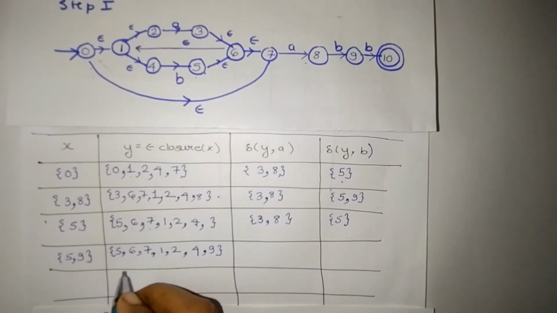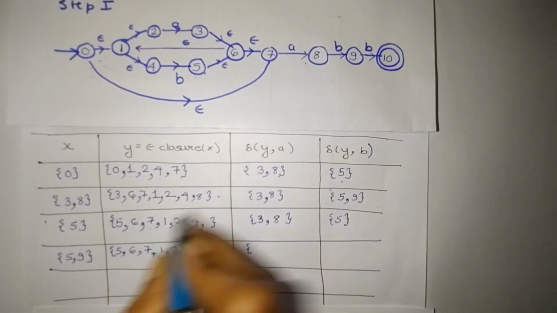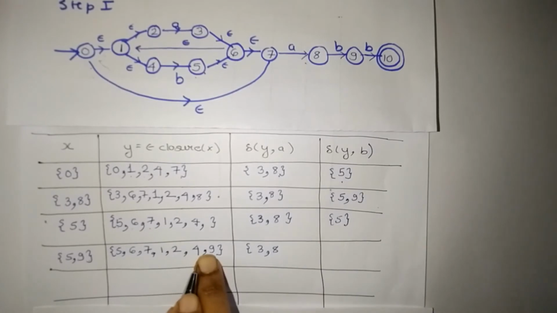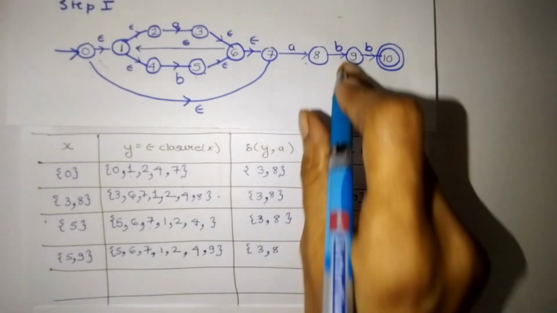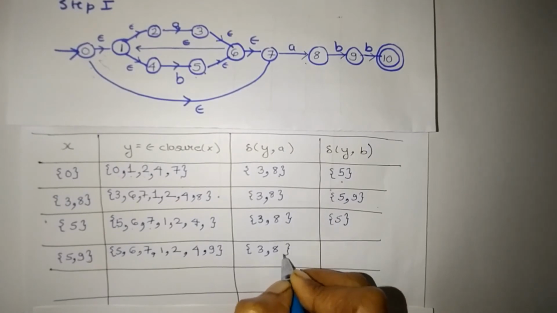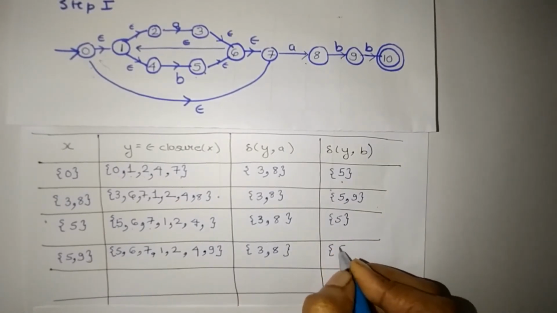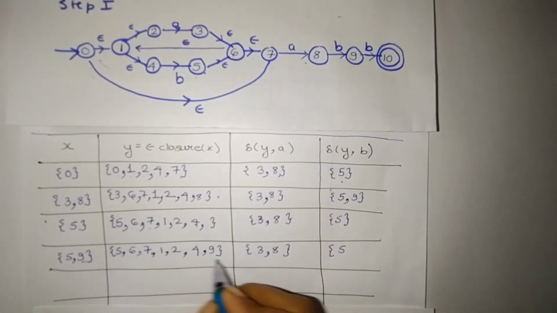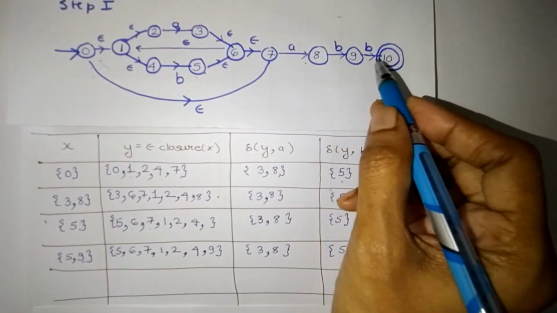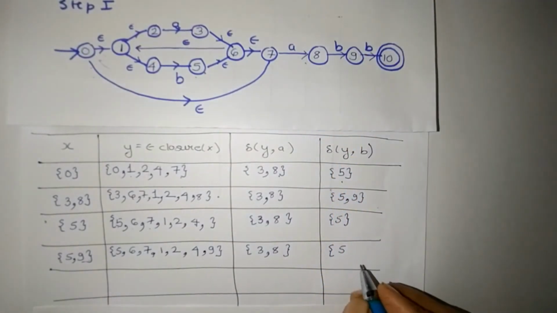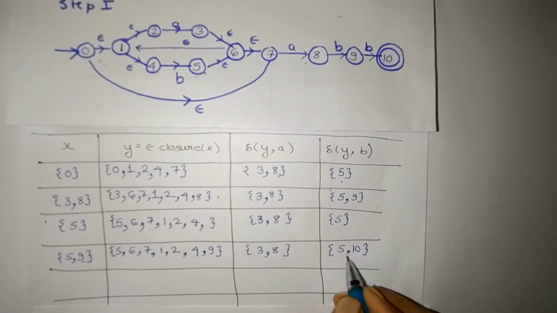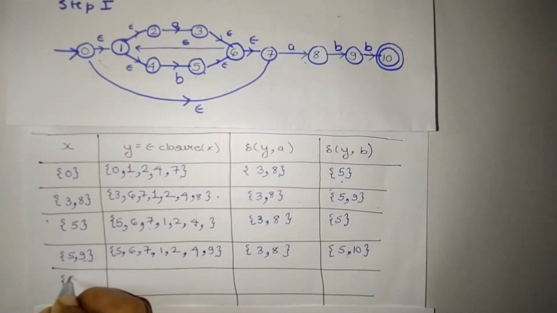After that, you have to find the transition on A. We know the transition of 5 on A is 3 and 8. The only thing remaining is 9. For 9, is there any transition on A? No. So 3, 8 will be your state. Then again the same thing: transition of 5 on B is 5, but for 9, is there any reachability on B? Yes, from 9 we can reach 10. So 5 and 10 is your new state. Whenever there is a new state, you will always include it here, that is 5 and 10.